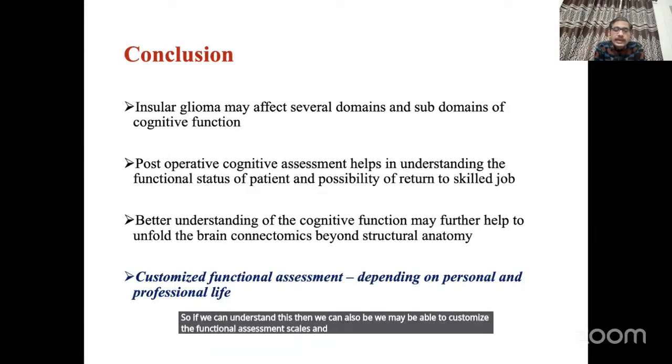and we could analyze all these patients with that individual scale, and we can also design some of the rehabilitation for these patients so that all the insular glioma patients can be back to their professional life. Thank you very much.